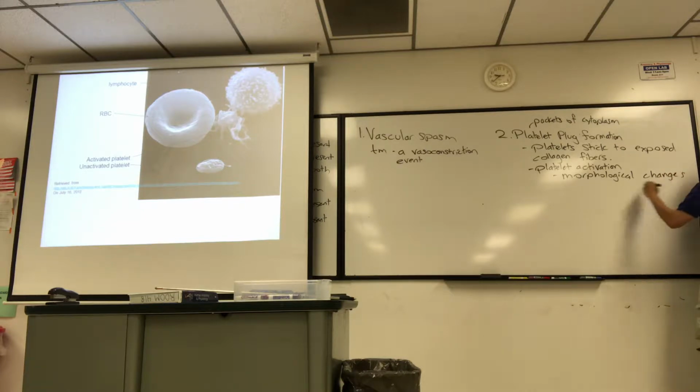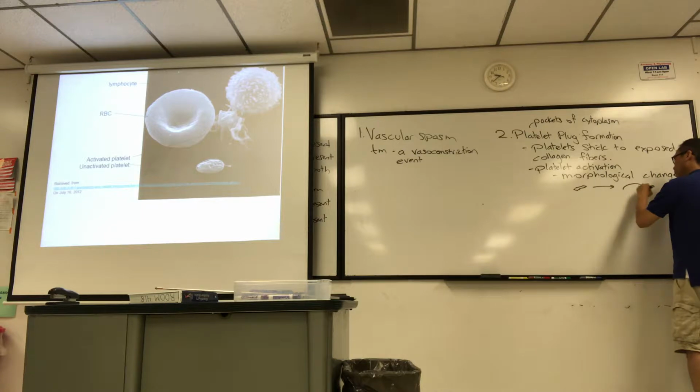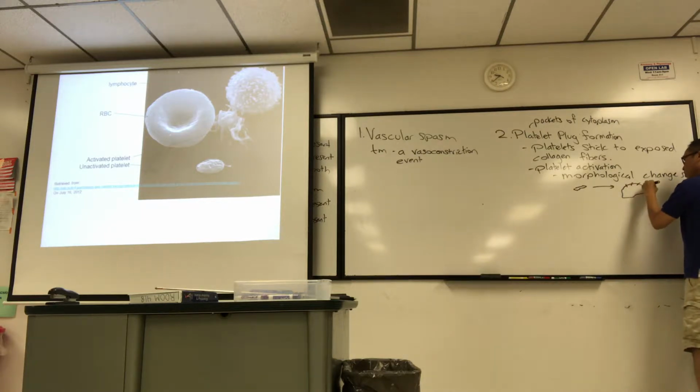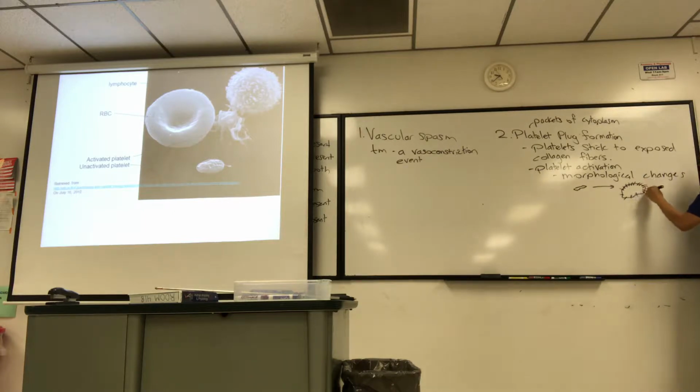Morphological means change the shape. So maybe you're a small little fragment, but when you get activated, you get big and puffy. You increase the exposed number of membrane proteins, so you're better at binding other platelets. You're also going to secrete a lot of chemicals.